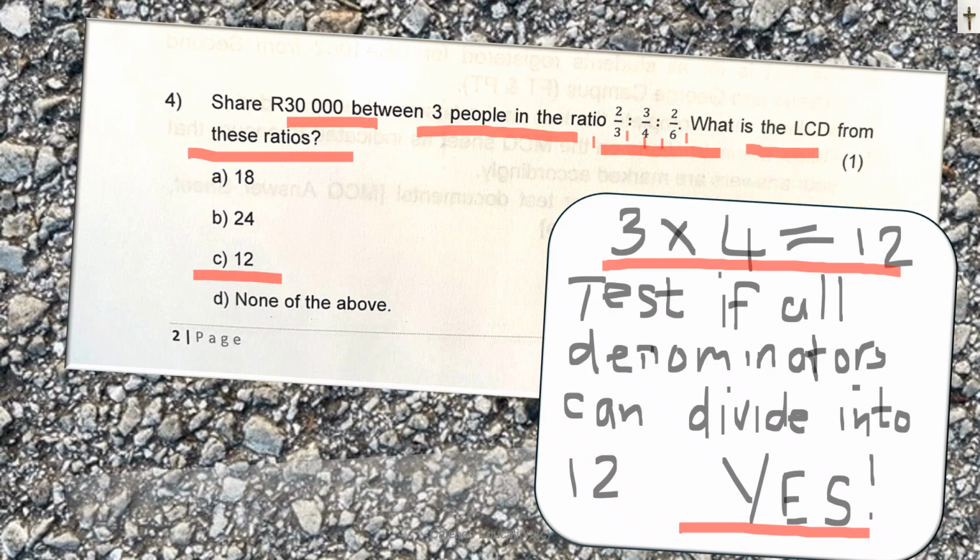If the numbers couldn't divide into 12, you could say 3 times 4 is 12, times 6 is 72, and try 72. But the question says you want the lowest common denominator. So you take the first two, the smallest ones, 3 times 4, and check if they can divide into 12. So there the answer is C.